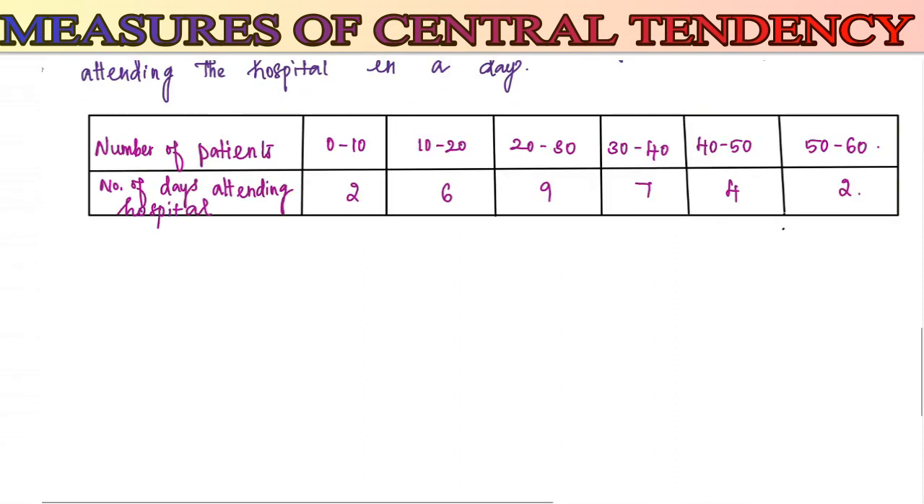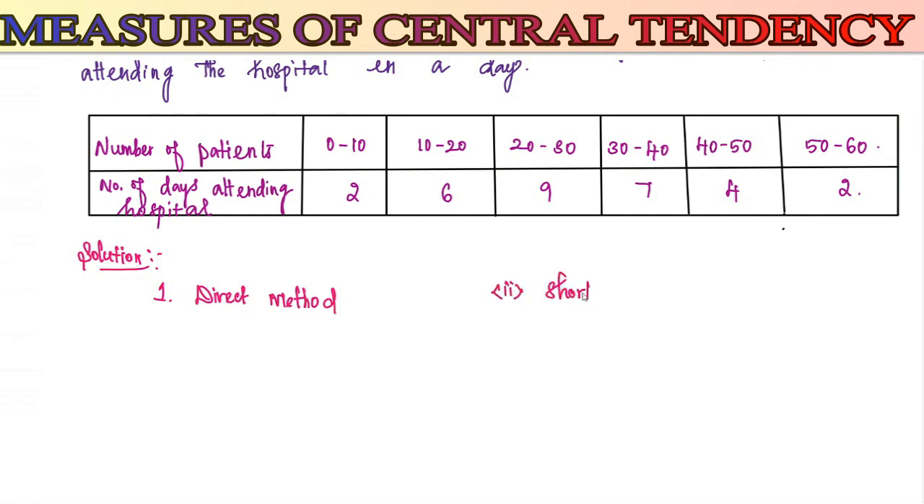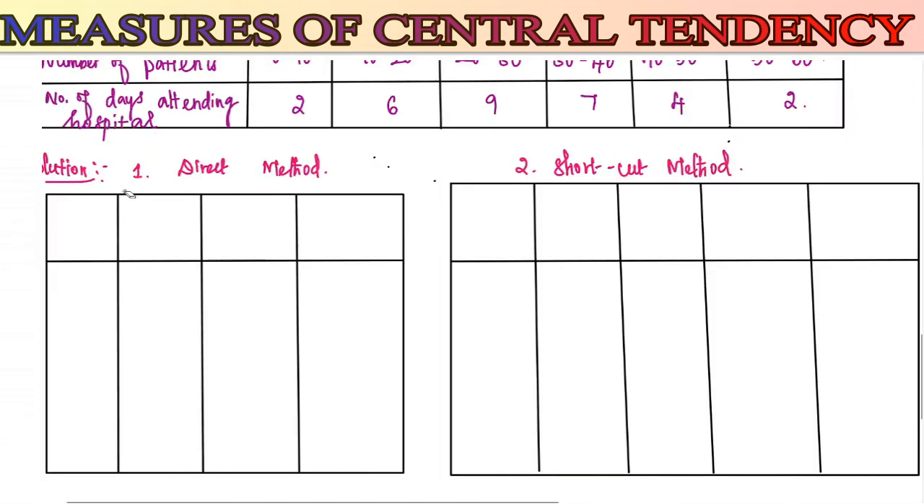We may arrange the data as given below. Solution. First we have to draw the tabular column. Now I am going to teach you both methods. The first one is the direct method, and the second one is the shortcut method. The third method I will teach you later. I am just going to do the comparison. For this problem, if you use any method, the answer is going to be the same for all the methods. Okay, now I am going to teach you the first method, the direct method.